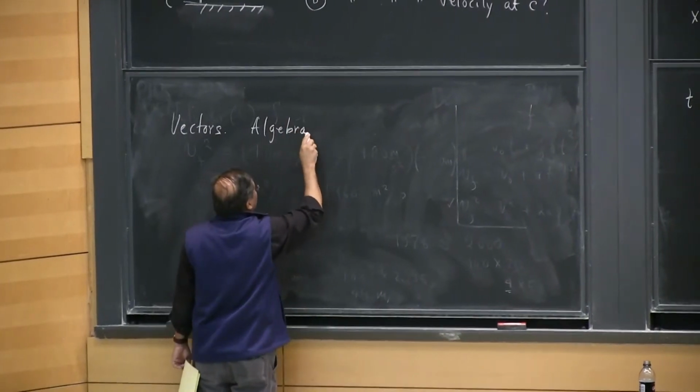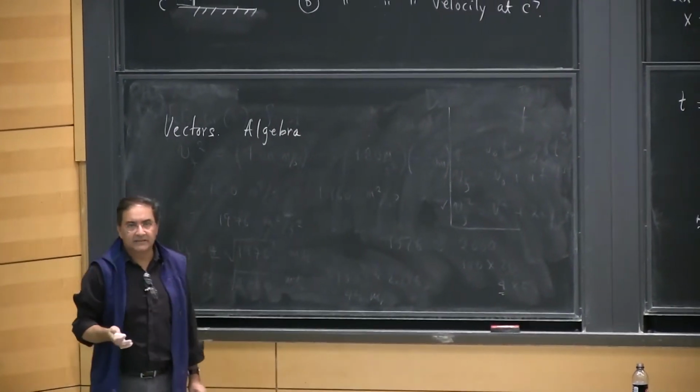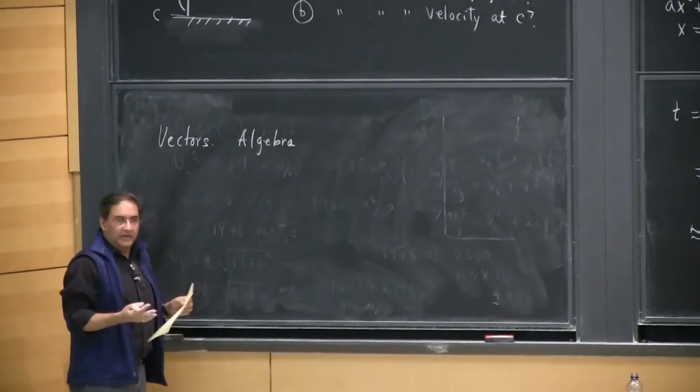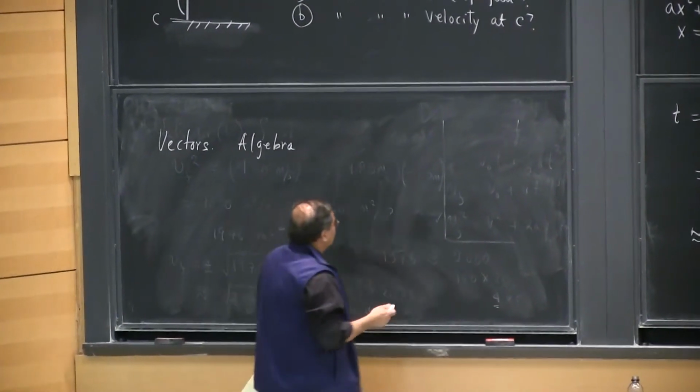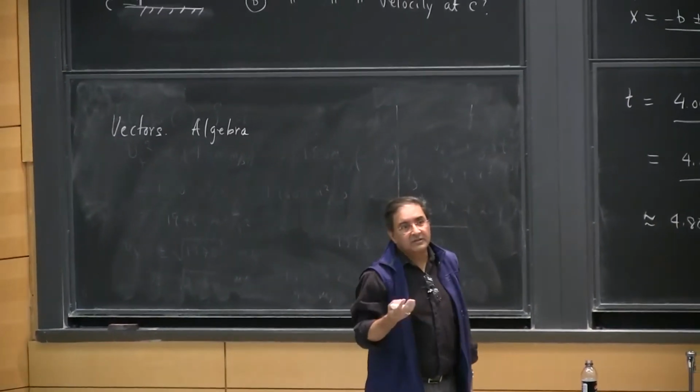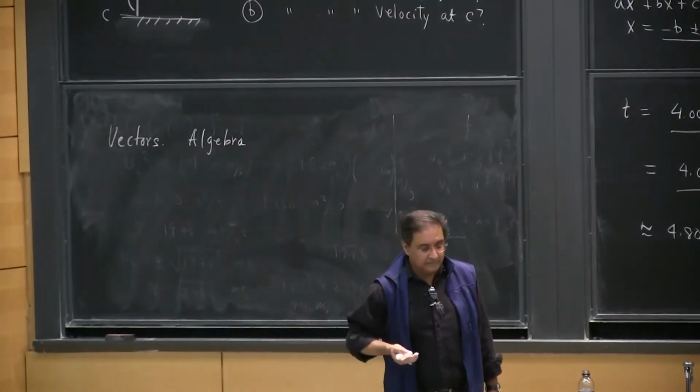So by algebra, we are primarily interested in adding and subtracting vectors. There are two predominant ways in which we deal with vectors. Vectors are, of course, quantities that have both magnitude and direction. I gave you an example of velocity. Velocity has magnitude and direction.